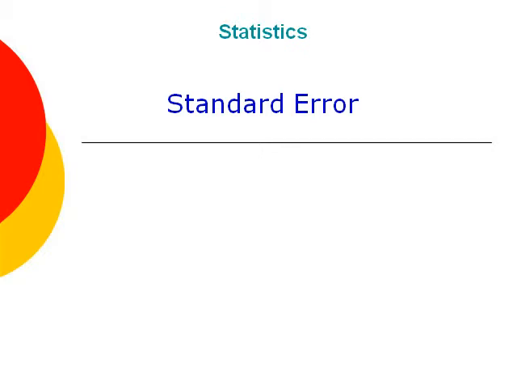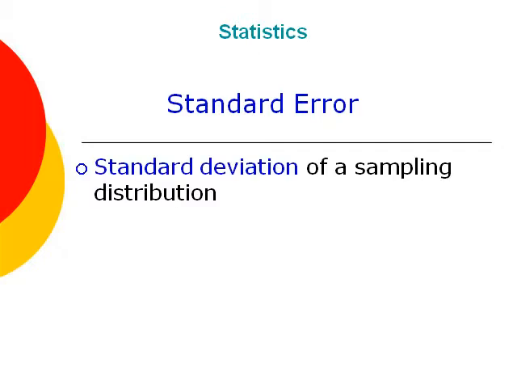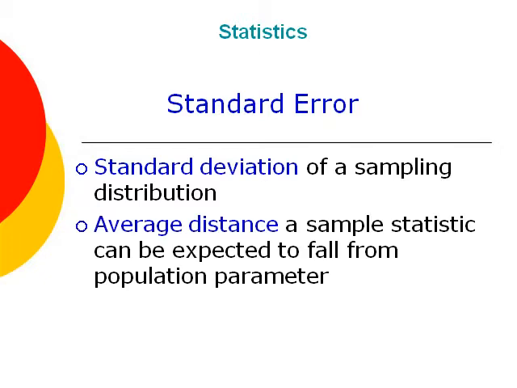A special type of standard deviation is the standard error. A standard error is the standard deviation of a sampling distribution, and it is interpreted as the average distance a score derived from a sample can be expected to fall from its population value. So what does this all mean? What is a sampling distribution?